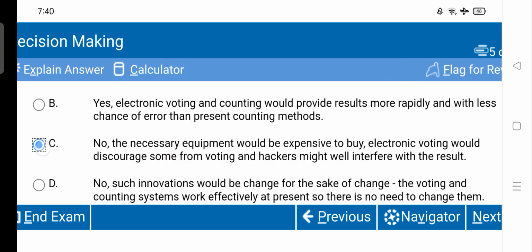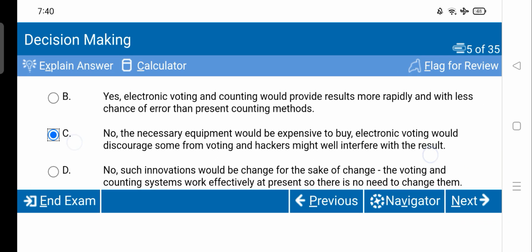So here we have the correct option is C, that no, the necessary equipment would be expensive to buy. Electronic voting would discourage some from voting, and hackers might well interfere with the result.